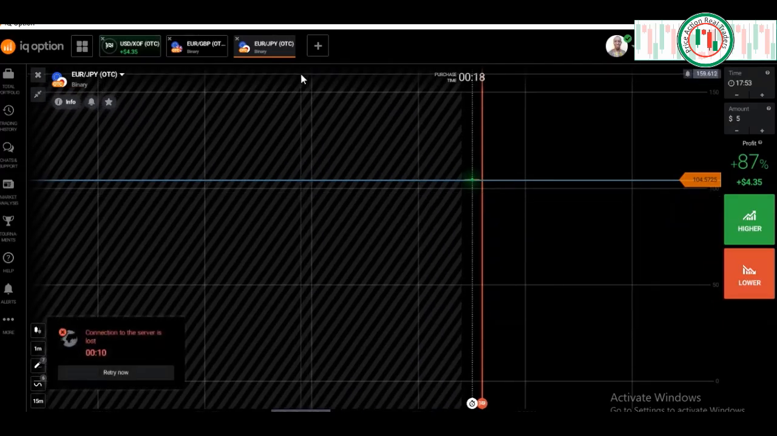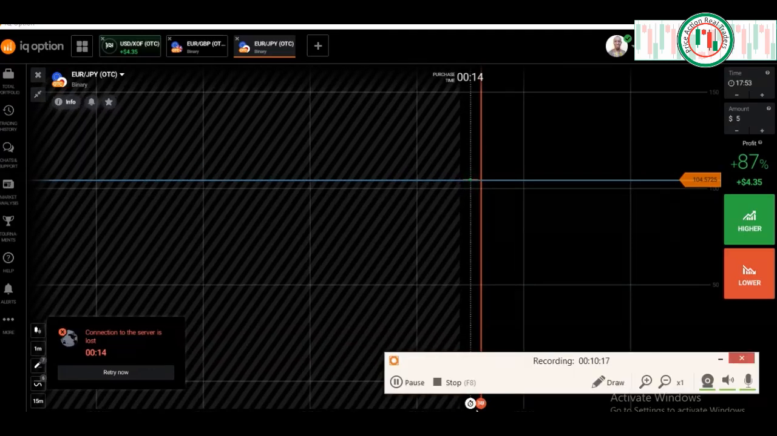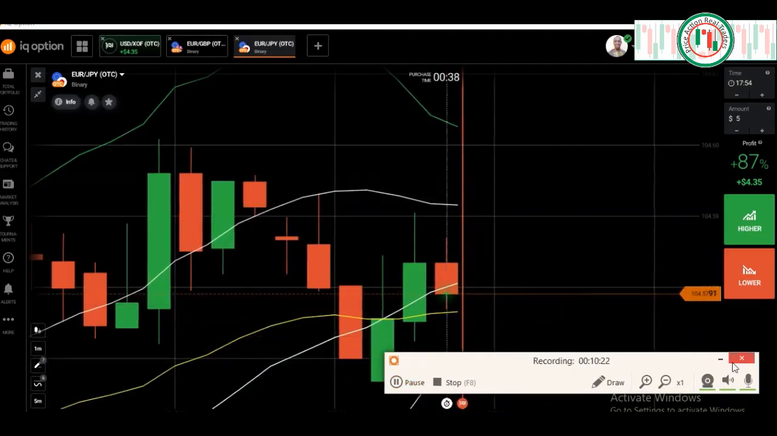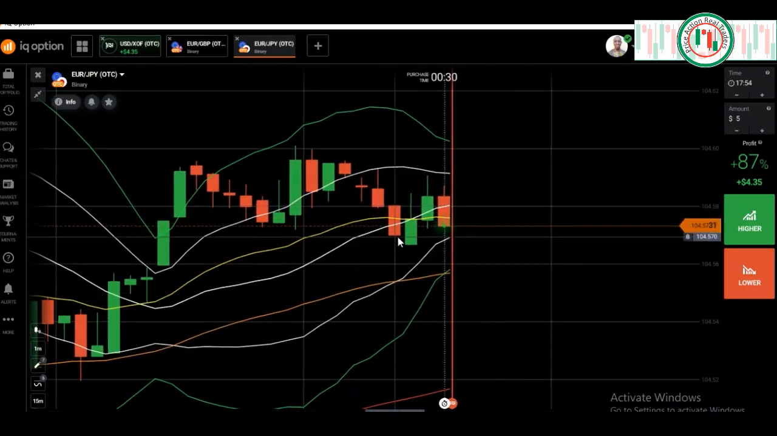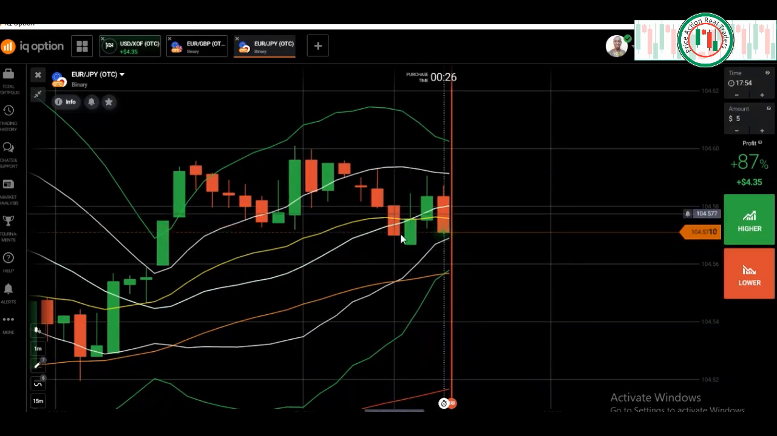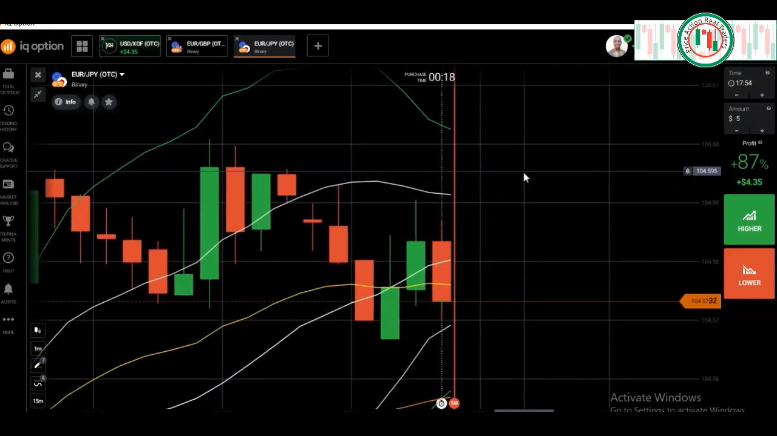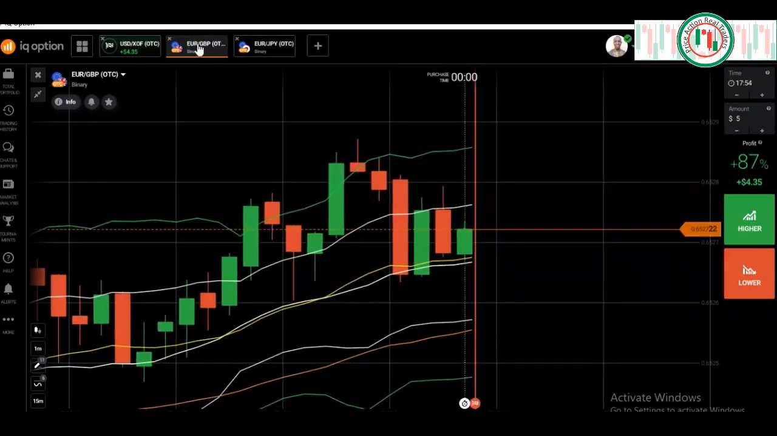So let's check. So let me pause. I'm coming. I want to answer a call. Okay, let's continue. So you see here breakout of this zone. You see bias entry. So let's check this one.